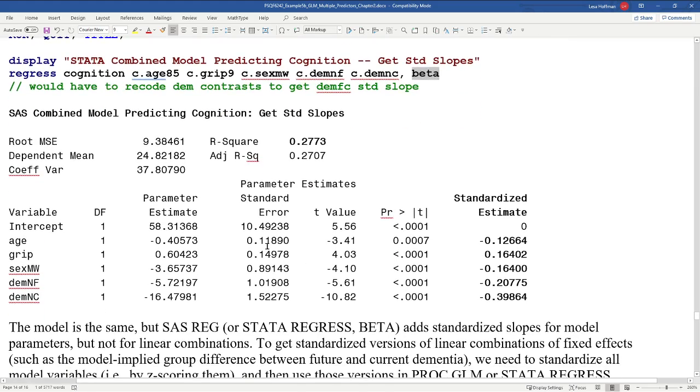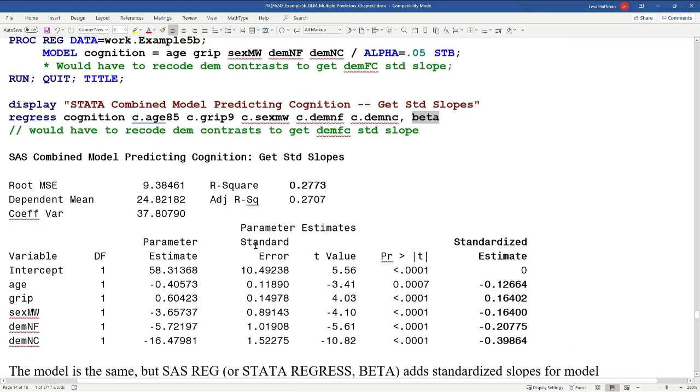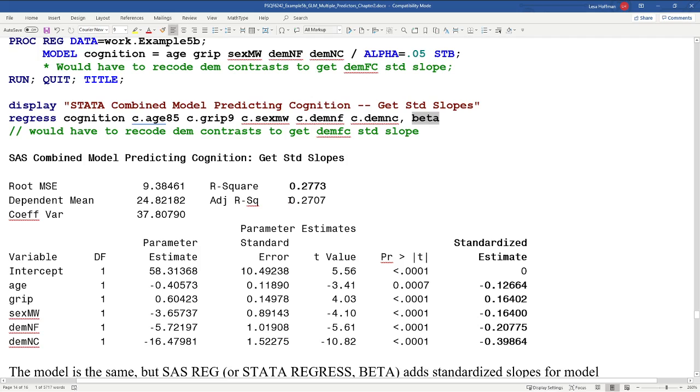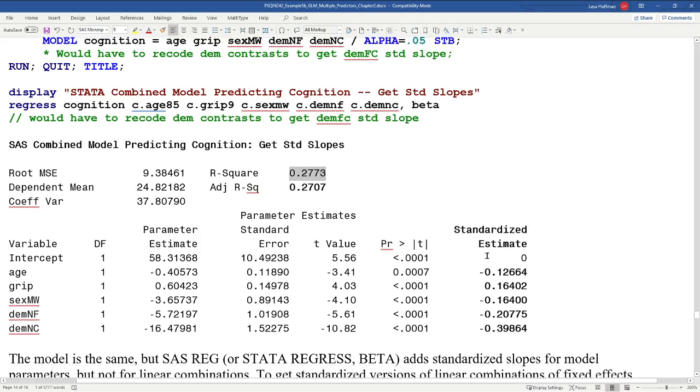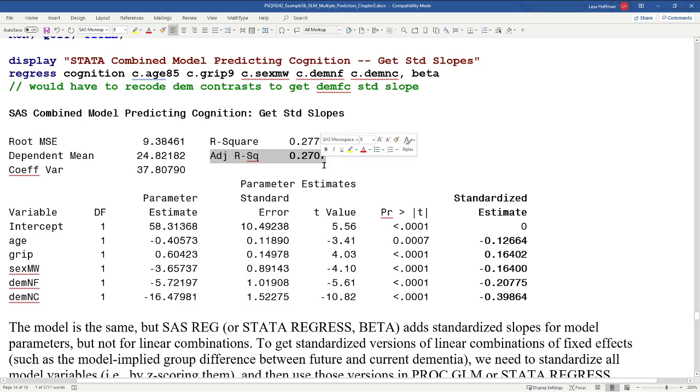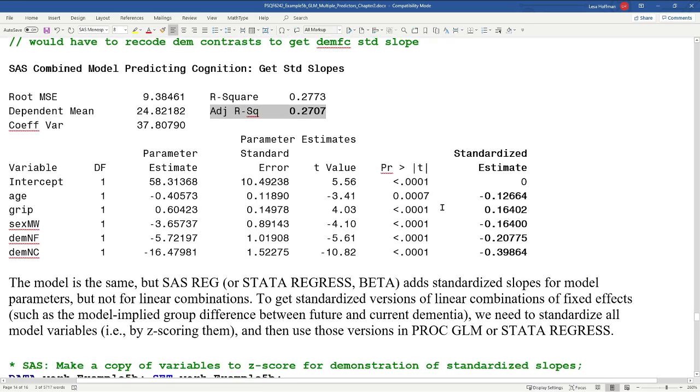So I have the output from proc reg here. The unique information that is provided by proc reg is an adjusted R-square. So let me fix that. That is the wrong one to be highlighted. Adjusted R-square is something that's only provided by proc reg, not proc glm, as well as this last column, which provides standardized slopes. So this is another way of expressing the effect size of each of these individual terms.